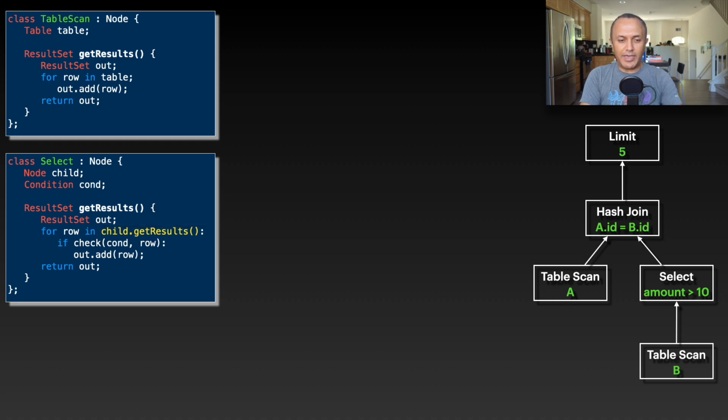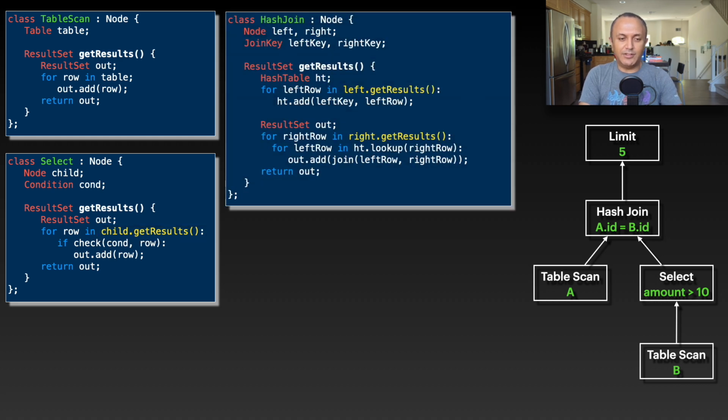Let's look at the hash join. For example, hash join is a little more complicated. Hash join is a binary node, so it has two children. It has a left and a right child, as we have seen here. If you remember when we talked about hash join, you can think of it as two steps, right? The first step is building the hash table. The second step is looking up rows into that hash table.